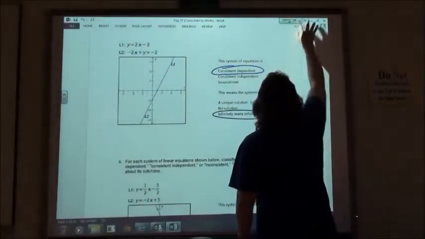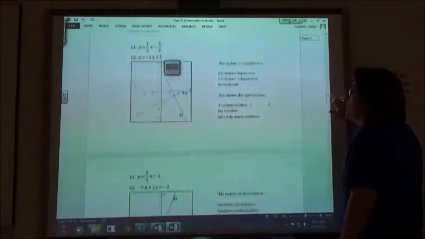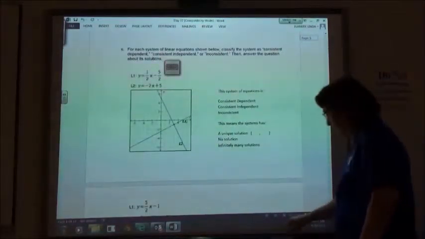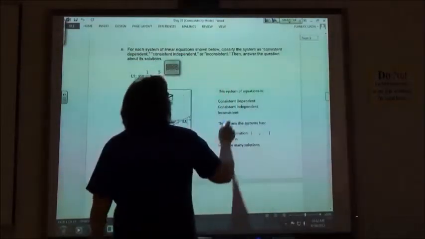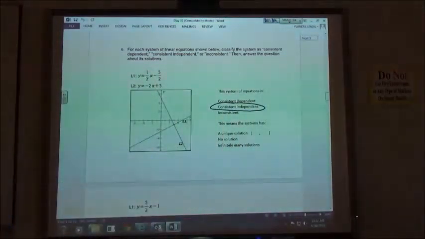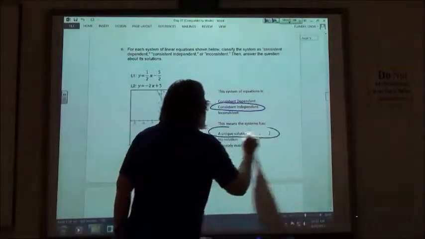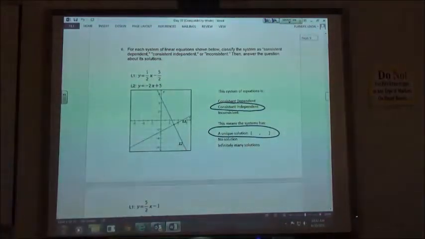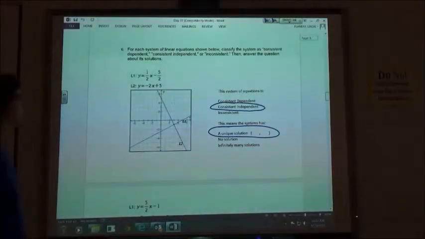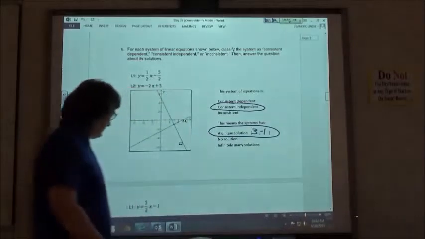And number 6, we're going to do it one more time here. That one is going to be a consistent independent, because it touches in a point and has a unique solution, and that solution is? Is going to be 3 and negative 1. Exactly, 3, negative 1.